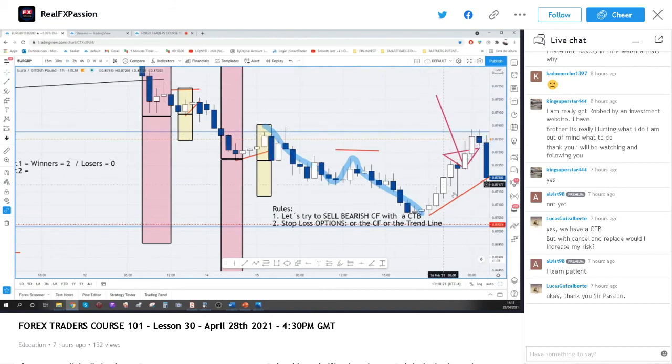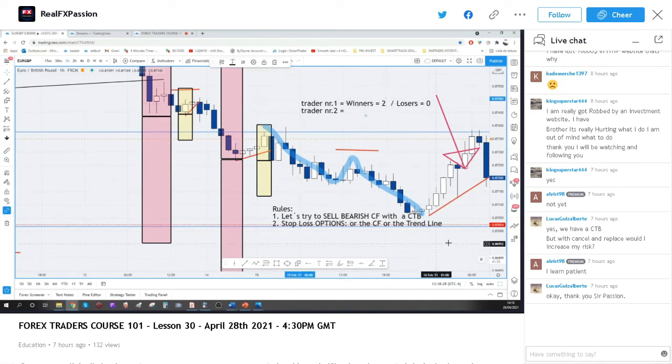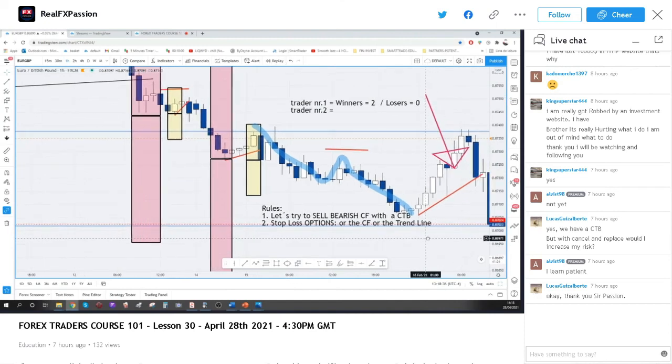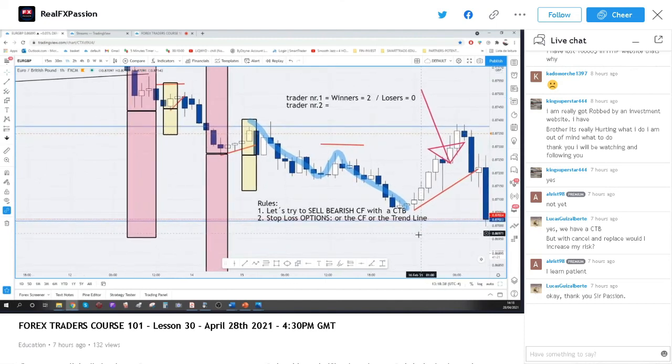Should we enter? Most likely not. Why not? Because we don't have a counter trend line break, right? So let's see how this is going to happen. And let's see with the second trader, right? And what about now? Do we have a counter trend line break in here?